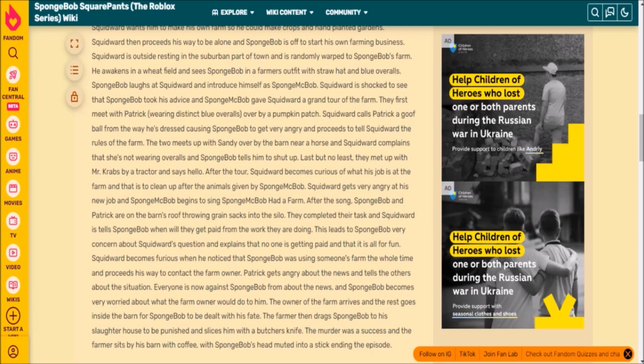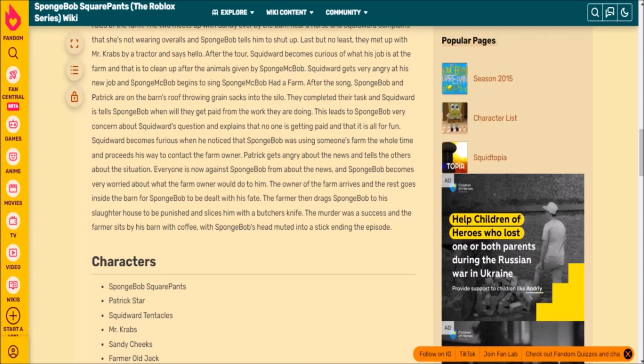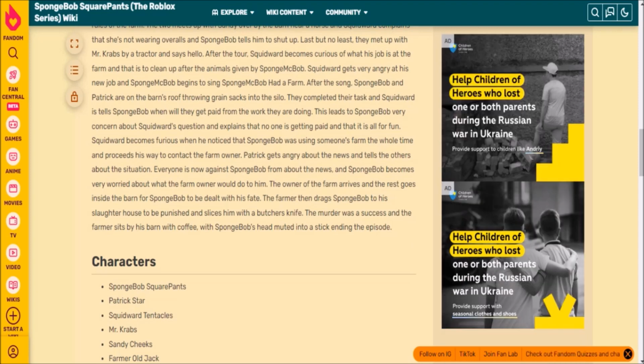Squidward becomes furious when he notices that SpongeBob was using someone's farm the whole time and makes his way to contact the farm owner. Patrick gets angry about the news and tells the others about the situation. Everyone is now against SpongeBob, and SpongeBob becomes very worried about what the farm owner could do to him.